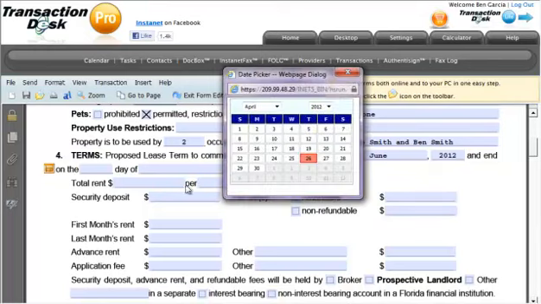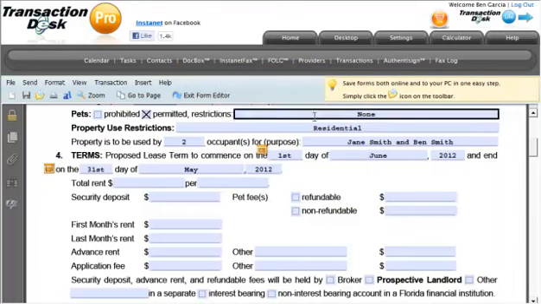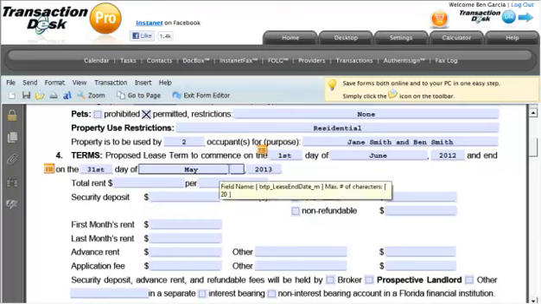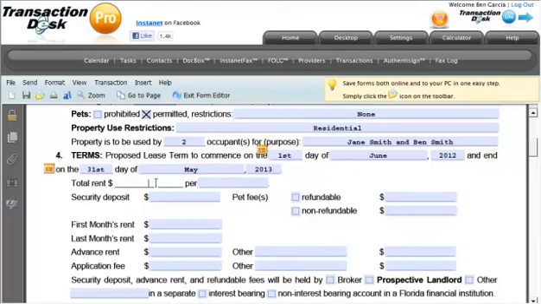It does not end June 1st of the next year. It ends on May 31st of 2013. Okay, you see how that goes? June 1st would end May 31st of the next year. Total rent is going to be the total rent for the year. Some agents like to put the month. You can do month or year. I prefer per year, so it's clear.